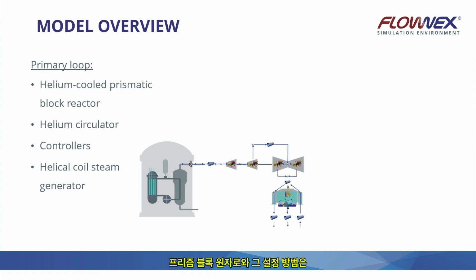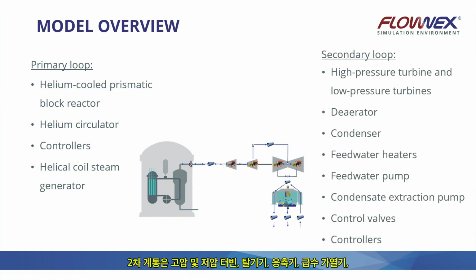The prismatic block reactor and the setup thereof was discussed in detail in one of our previous webinars, so feel free and go watch the recording on our YouTube page after this webinar if you need any additional information about this. The secondary loop consists of high pressure and low pressure turbines, a deaerator, condenser, feed water heaters, a feed water pump, a condensate extraction pump, control valves, and controllers.